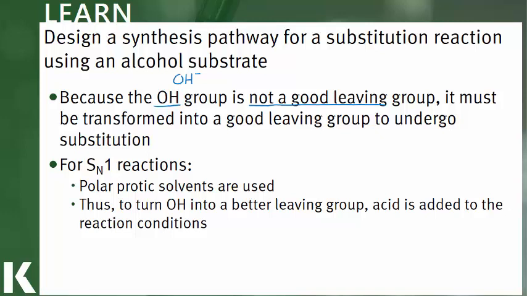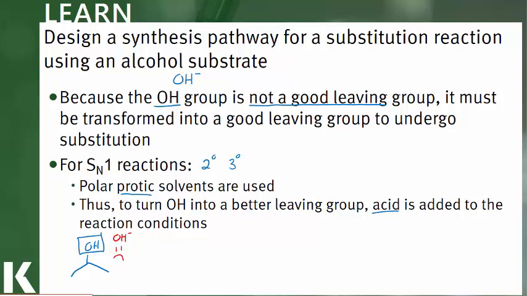So in order to do substitution reactions with alcohol substrates, we must first transform that OH group into a better leaving group. For Sn1 reactions, which we'll see with either secondary or tertiary substrates, because we use polar protic solvents in these reactions, to turn OH into a better leaving group, we just add acid to the reaction conditions. So if I am starting with some sort of secondary alcohol here, note that this OH group, again, as our leaving group, would be OH minus, which is not a good leaving group.